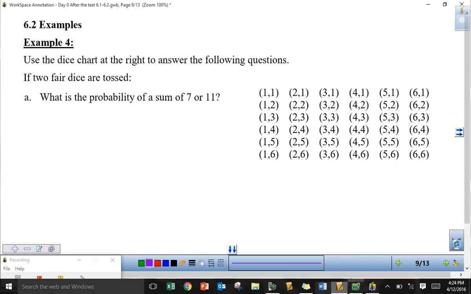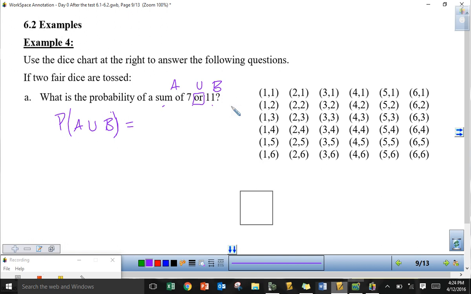Okay, let's take a look at these examples now. We are given a dice chart to help us out with some of these problems. We've got 2 fair dice tossed. We want to know the probability of a sum of 7 or 11. Okay, this or for us, again, means union. So we have the probability of A would be the sum of 7, or the probability of B being the sum of 11. Okay, so what that looks like for us is we need to go find what a sum of 7 looks like so that we can add the probabilities together.